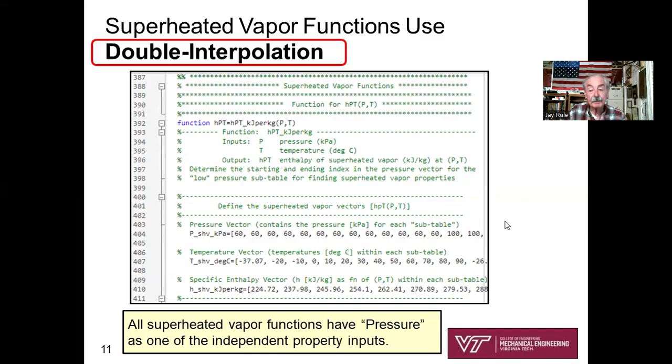You'll notice that all of my function calls involve pressure. So in my function development, I had to figure out a method in MATLAB by which I would find the two pressure tables that straddle my pressure input, and that would be one interpolation. And then the second interpolation is interpolating on temperature, going down by rows. Think about those tables in the back of your book. And that's the way I do the function calls for the superheated vapor.